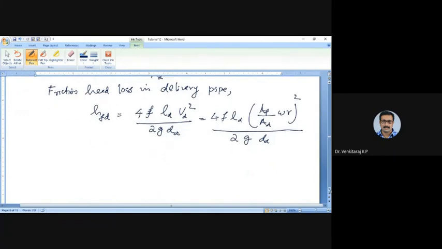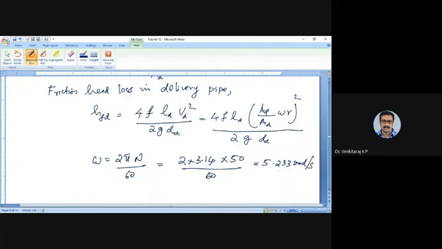So here omega I can calculate from the known value of the speed of the pump. So omega is 2 pi N by 60. So it is 2 into 3.14 into 50 by 60. So this will be equal to 5.23 radian per second.